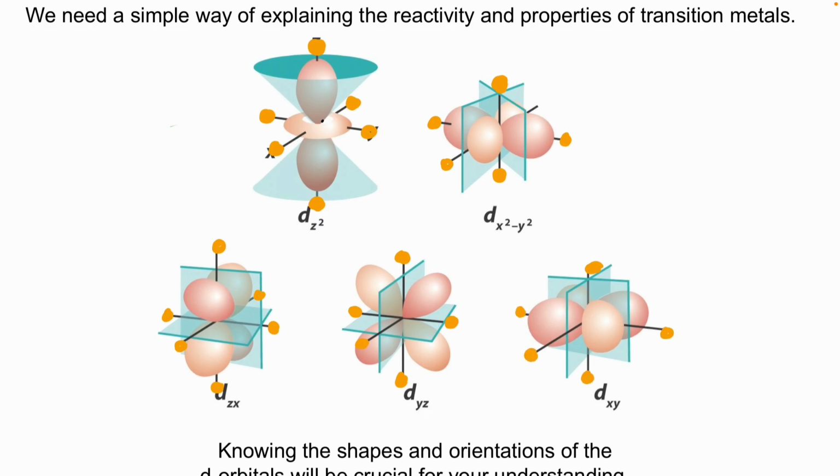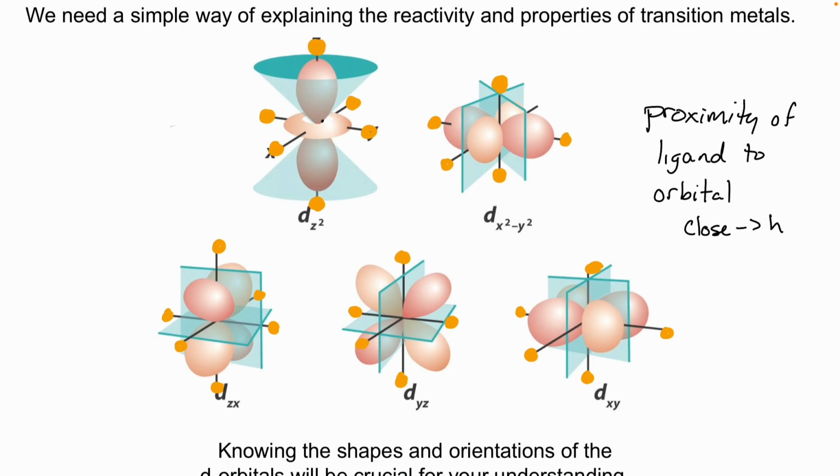All right, so again, what explains this splitting in energy is simply the proximity of the ligand to the orbital. Close means that it's higher energy. So the ones that are further away are lower in energy.